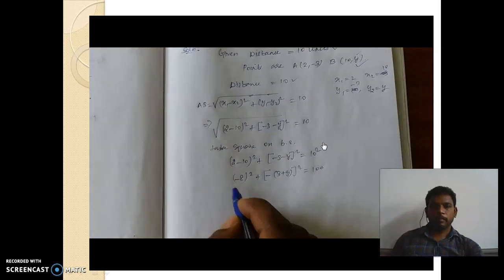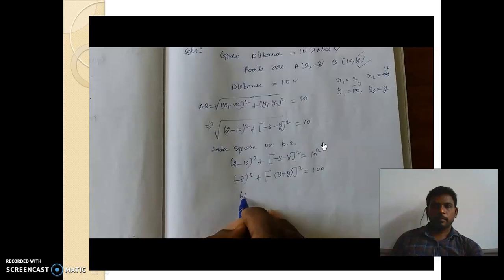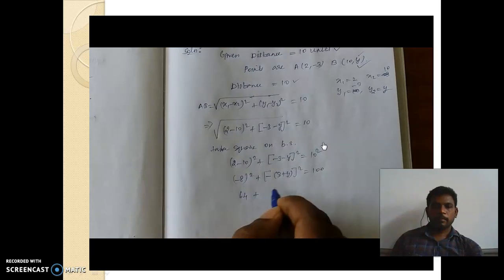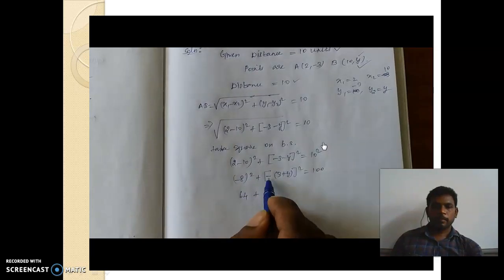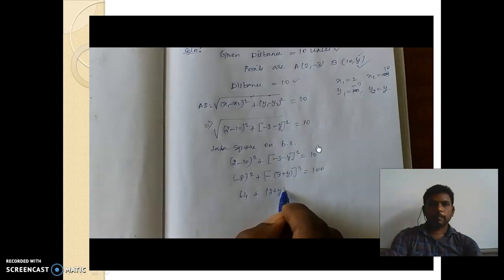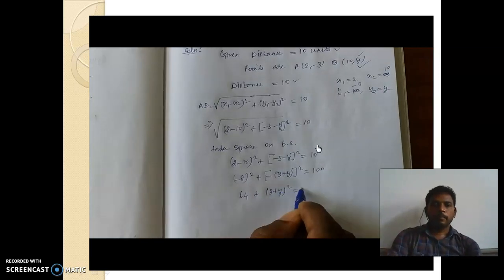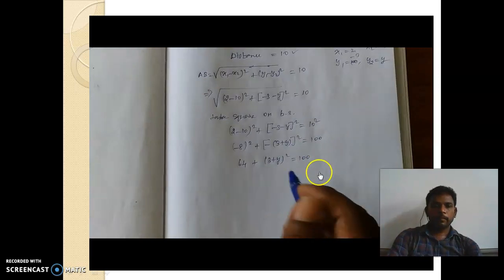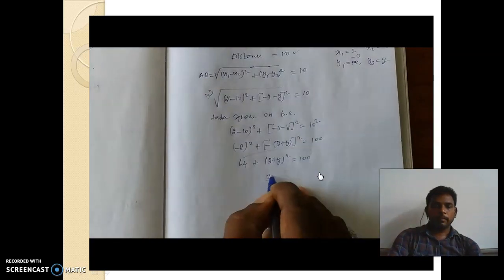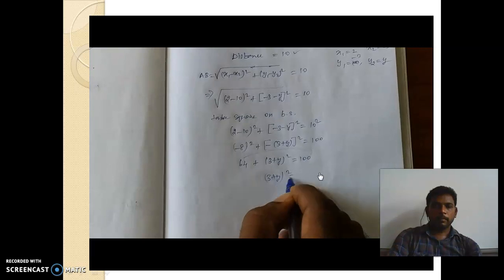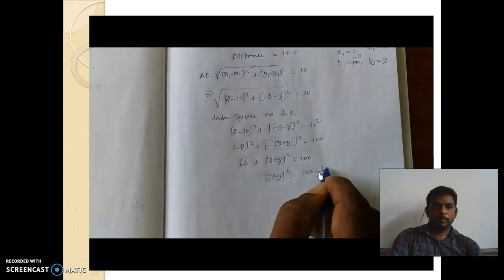Right. So minus 8 whole square is nothing but 64 plus, the square is common to the negative sign and also these two terms. Okay, so when we square a negative term, it will become positive. So remaining (3 plus y) whole square equal to 100. Right, so just transpose this 64 to the right hand side.